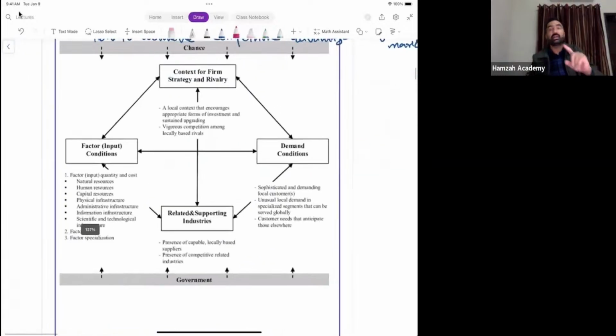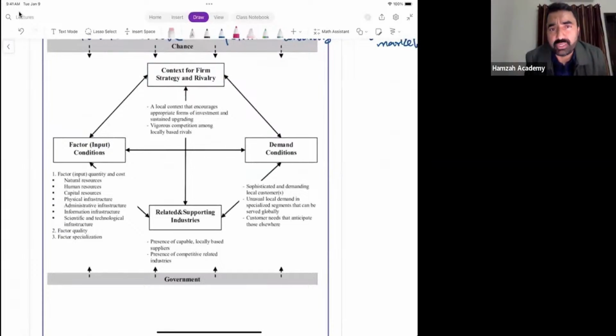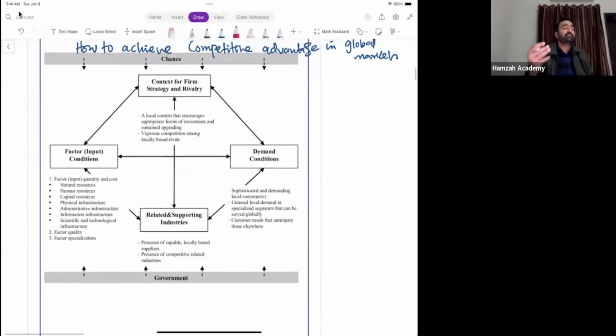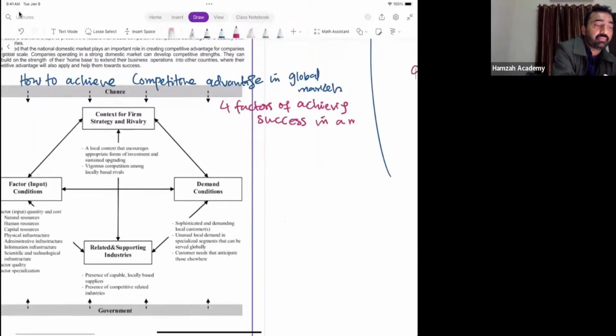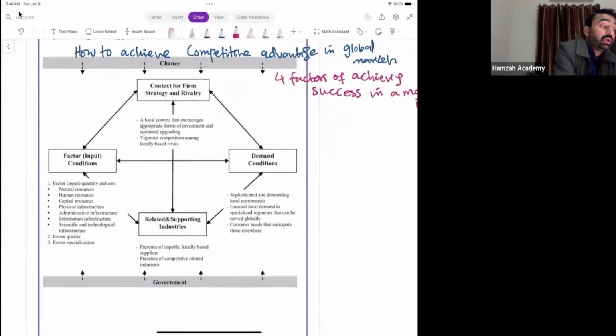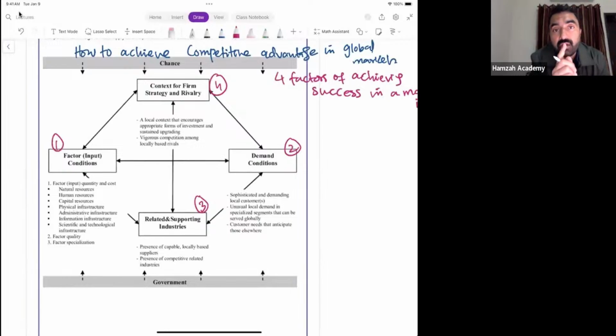Let's talk about this model. This model is called the Porter Diamond model. As I told you earlier, SBL questions will not specify which model to use. This is your knowledge. This is your understanding that you will come up with, okay, here I should use this model. Okay, so according to this diamond model, there are four factors of success in achieving success in a market or industry. Number one is factor conditions. Number two, demand conditions. Number three, related and support industries. And number four, firm structure, strategy, and rivalry.